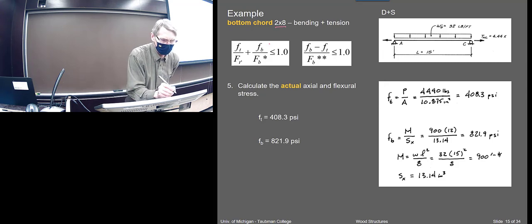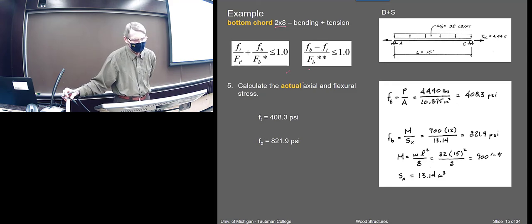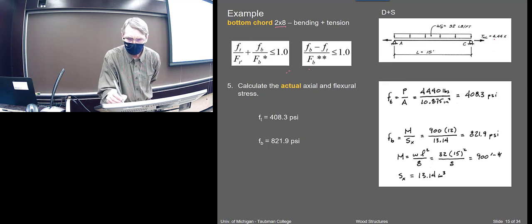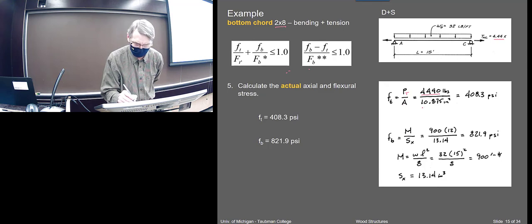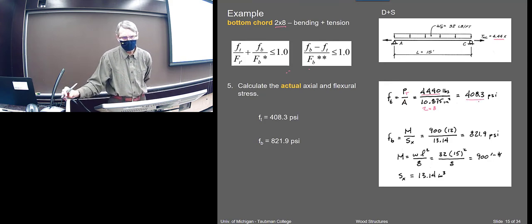The bottom chord is a 2x8, and we've got two formulas. They're pretty easy formulas, so rather than trying to determine which one controls, just work both of them. And they both have to pass, right? So to do that, there's our tensile force, that's going to be the tension, and I put it into pounds. This is a 2x8, so that's the area. P over A gives me the tensile stress.